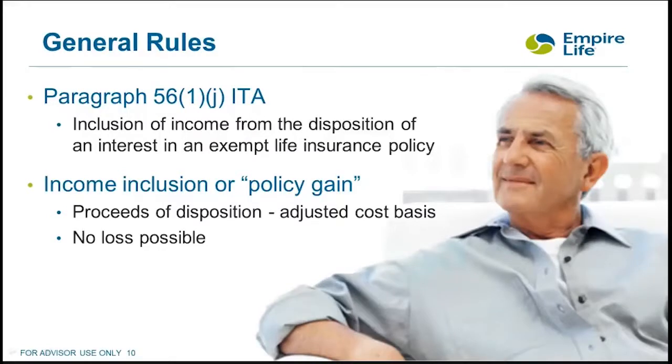There is also information in paragraph 56(1)(j) of the Income Tax Act, which requires the policyholder to include income from the disposition of an interest in an exempt life insurance policy in their taxable income for the year in which the disposition occurs. The income inclusion, or policy gain, is the amount, if any, by which the proceeds of disposition of the policyholder's interest in the policy exceed the adjusted cost basis of the policy. Finally, the words used in subsection 148(1) of the Income Tax Act ensure that while policy gains are taxable, a taxpayer cannot deduct a policy loss from their taxable income.